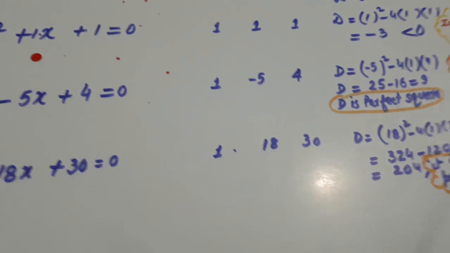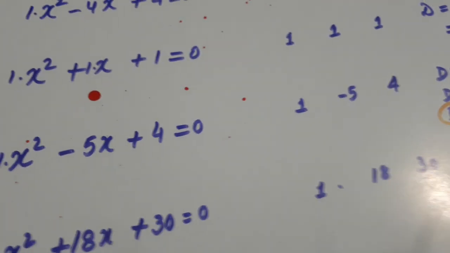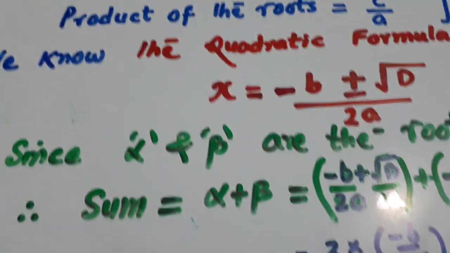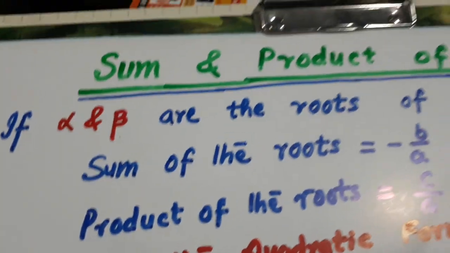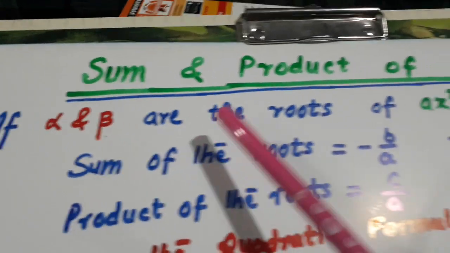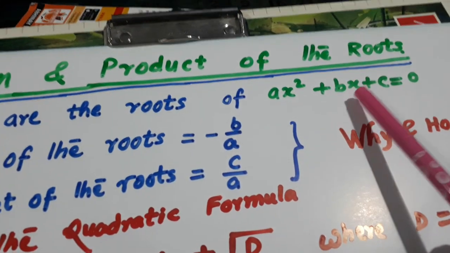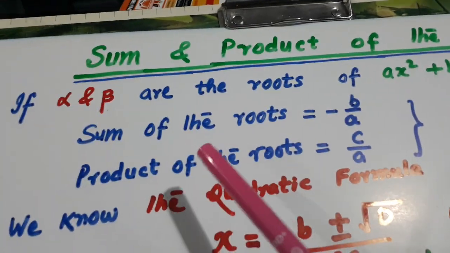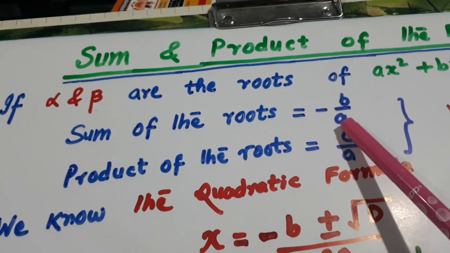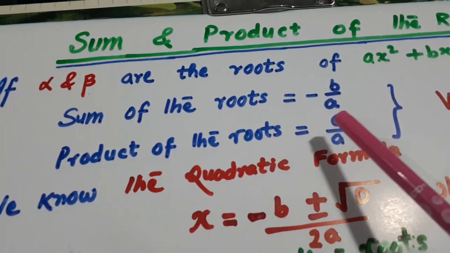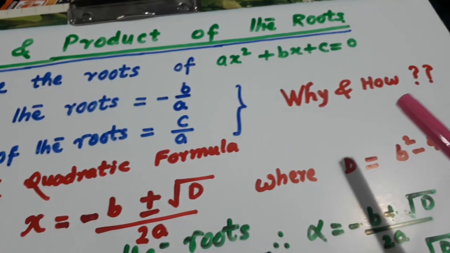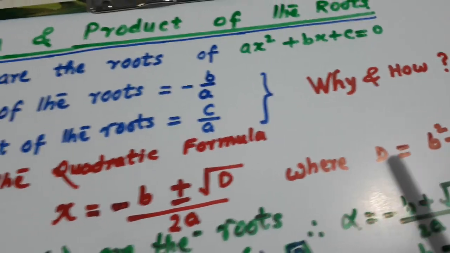Let us go next. Now let us see how to find the sum and product of the roots. If alpha and beta are the roots of ax square plus bx plus c equal to 0, the sum of the roots is minus b over a and the product of the roots is c over a. Why and how? This is the question.